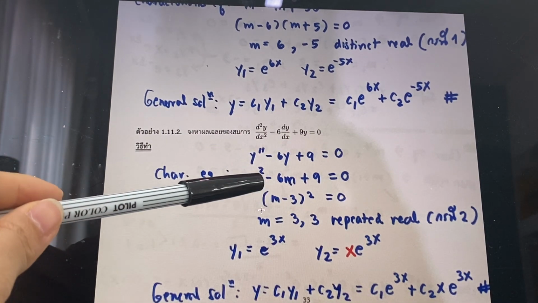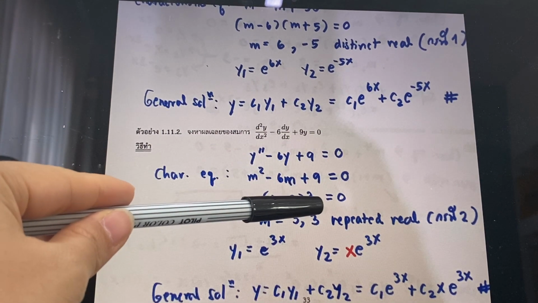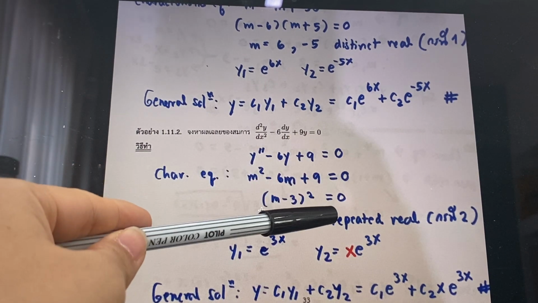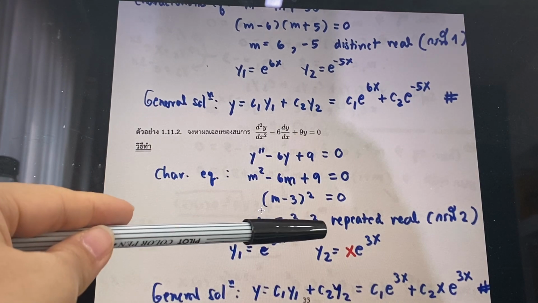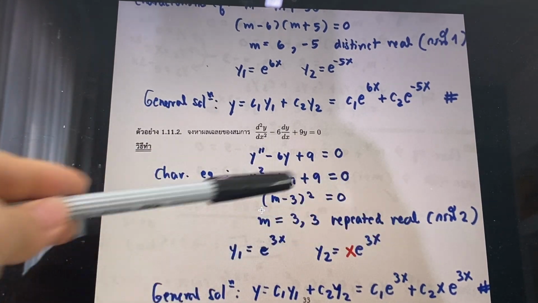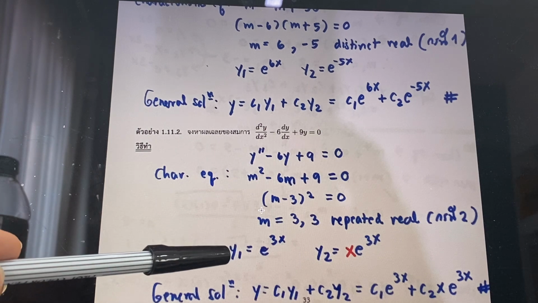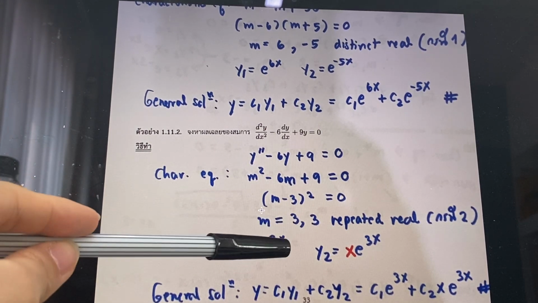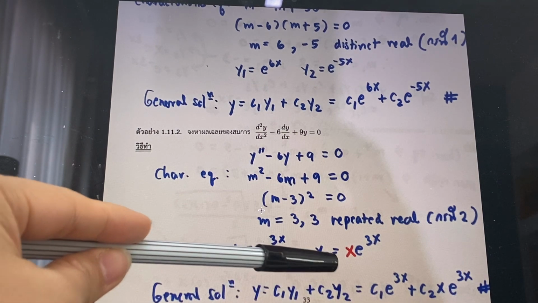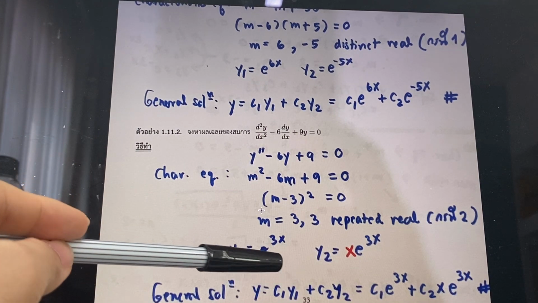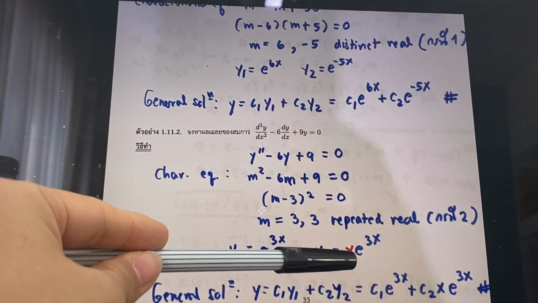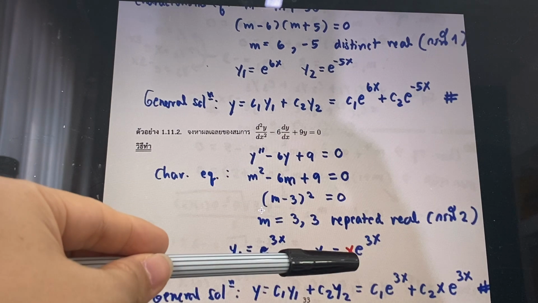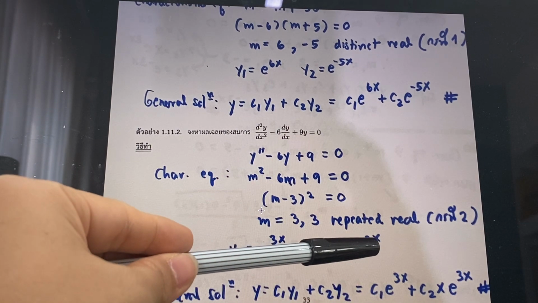And you can factor this one to be m minus 3 times m minus 3. So it's m minus 3 squared equal to 0. So you have m equal to 3 and 3. Repeated real roots. Therefore, y1 equal to e to the mx, e to the 3x. And instead of having exactly the same solution, e to the 3x, you need to multiply the independent variable in here, right? So y2 is x e to the 3x.